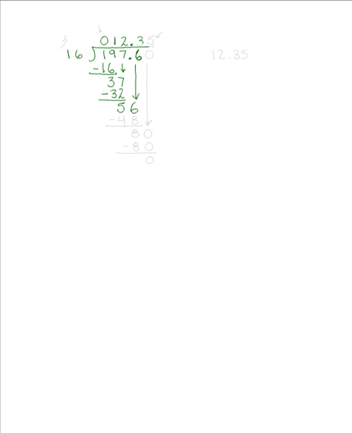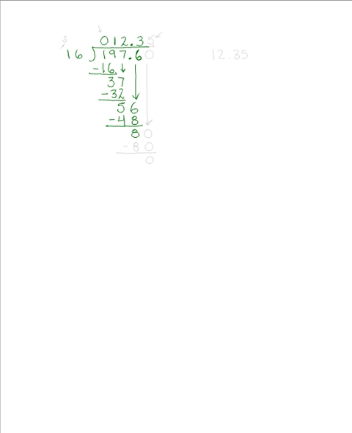We write the 3 above. 3 times 6 is 18. And when we carry the 1, we find that 3 times 1 is 3, plus the carried 1 is 4. 48, just like we said. Now we'll subtract. 56 minus 48 is 8. Still not a 0, and we have to keep going.